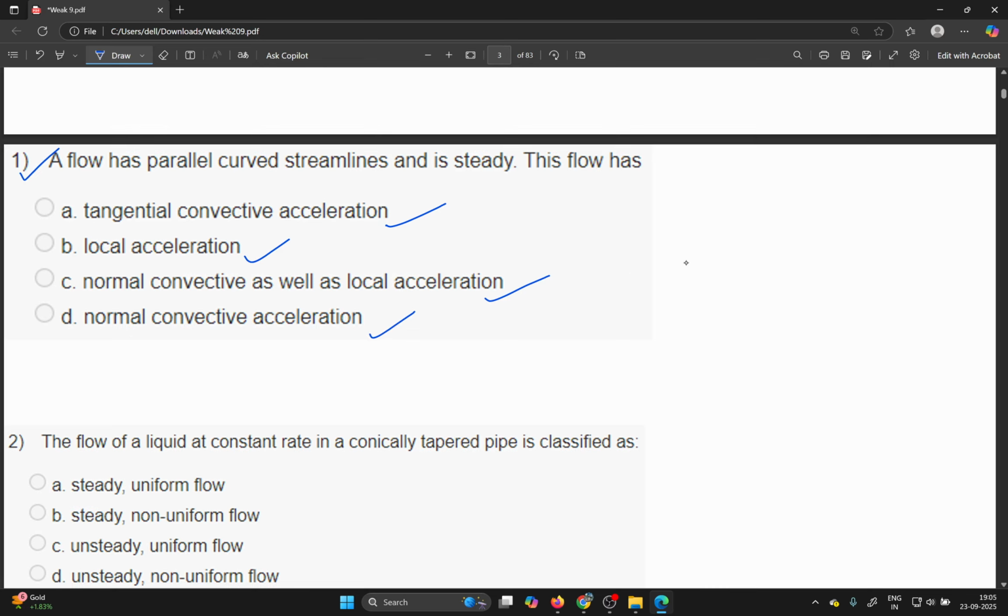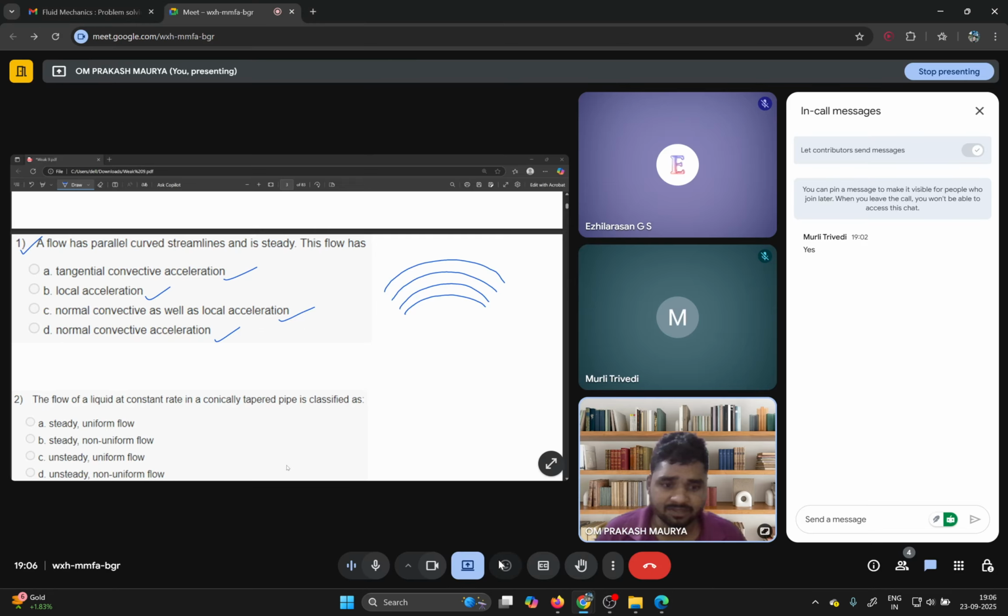So you have parallel curved streamlines like that, or equidistant, where the distance between the streamlines is the same. So whether you have tangential or convective acceleration or local acceleration, whatever, the options are given as A, B, C, D. Please try to write your answer in the chat box, which option is correct, whether A, B, C, D.